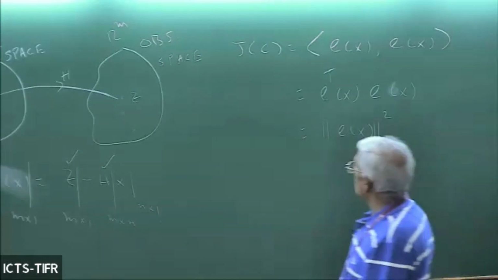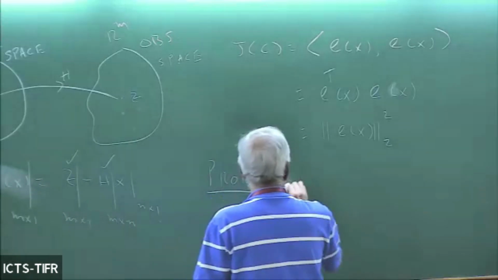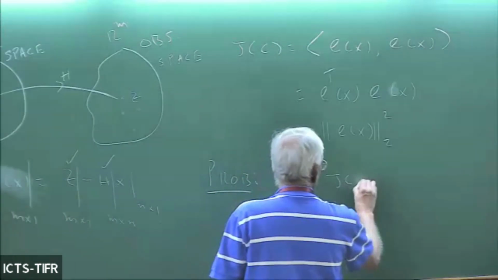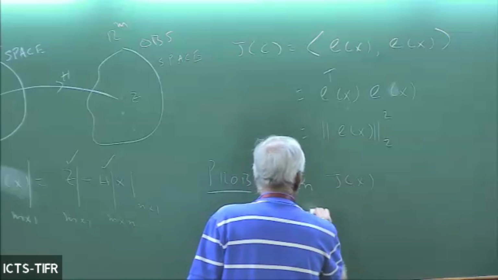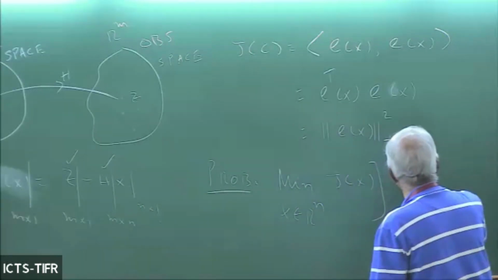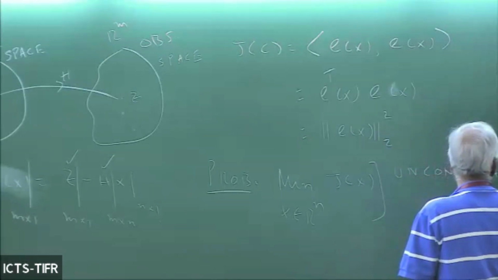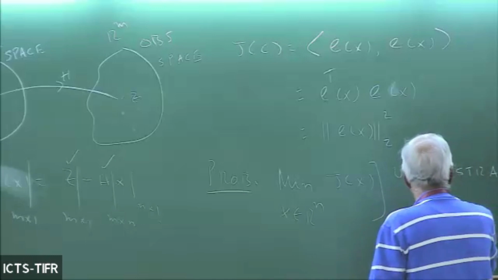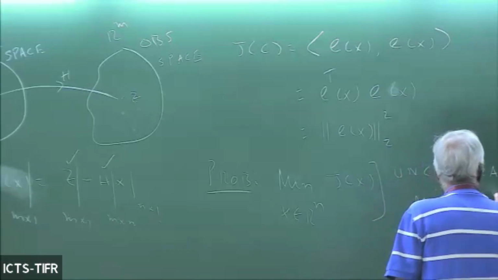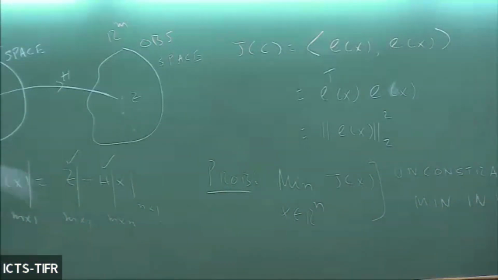So what's the problem? The problem is: minimize J of x with respect to x, where x belongs to R^n. This is an example of an unconstrained minimum in R^n. Multivariate minimization.